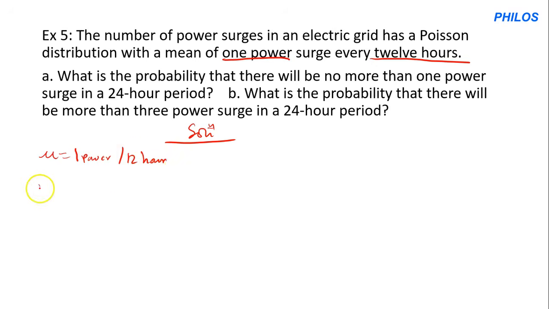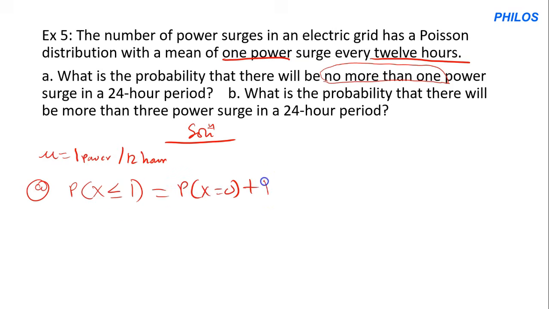But the question A is asking us to find the probability that there will be no more than 1 power surge in a 24-hour period. Now, no more than 1 also means at most 1. So it means the probability that x is less than or equal to 1. That will be the probability that x is exactly 0 or x is exactly 1.